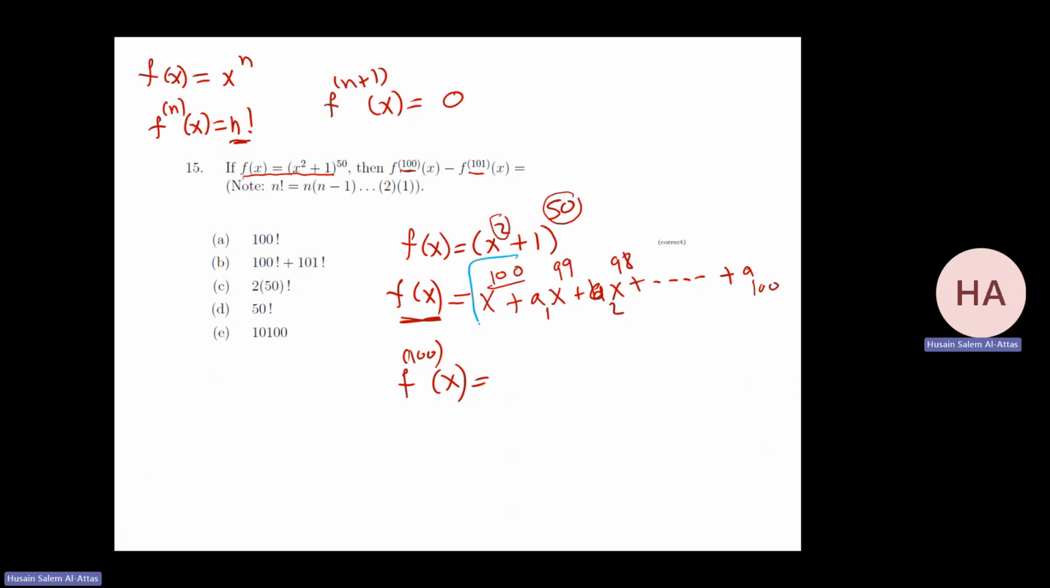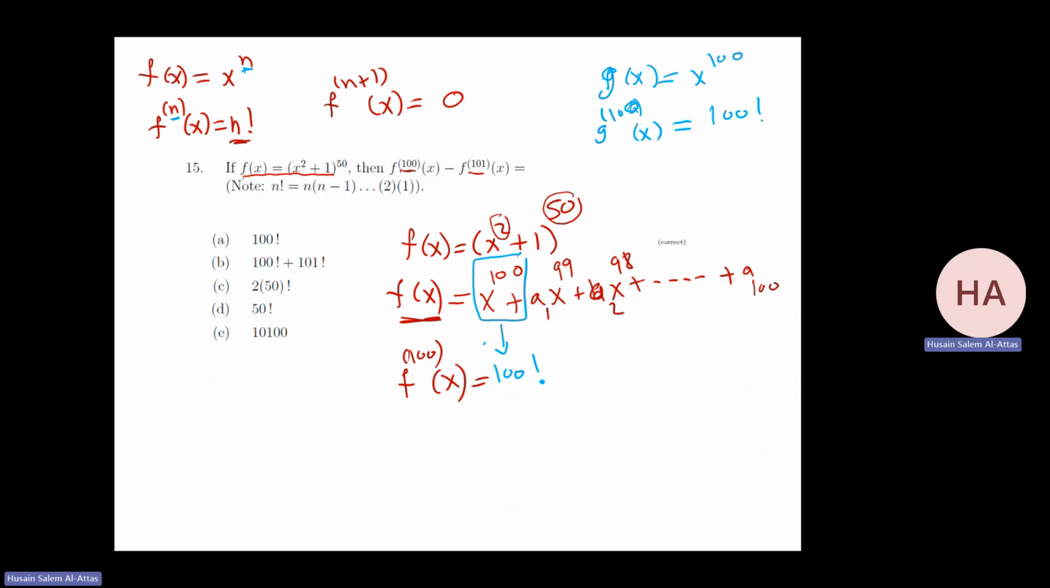For x to the power 100, I have the same power. Let me say g of x is x to the power 100. What is the 100th derivative of that function, x to the power 100? I want the nth derivative, that will be 100 factorial. So the 100th derivative of this gives me 100 factorial.